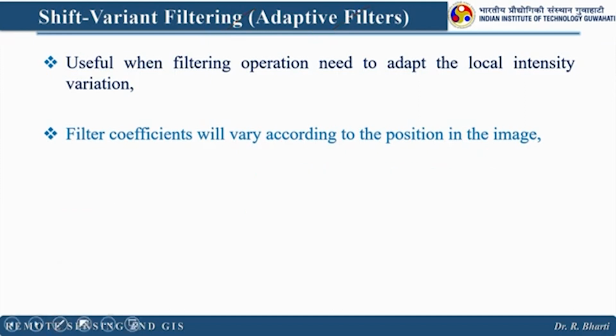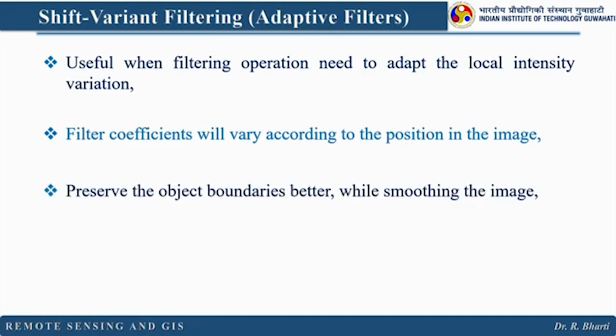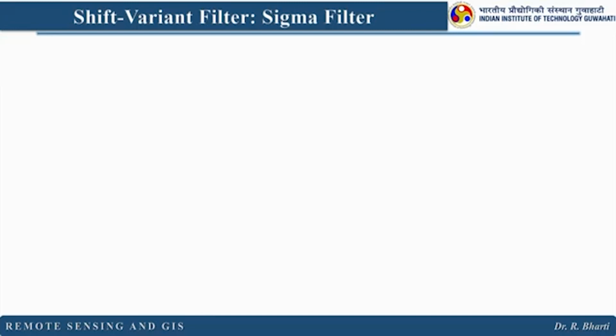So how will we change them? Based on different statistical measures. So it preserves the object boundaries better while smoothing the image. For example, the sigma filter. Let us see what exactly we are doing when we are applying the sigma filter to our image.